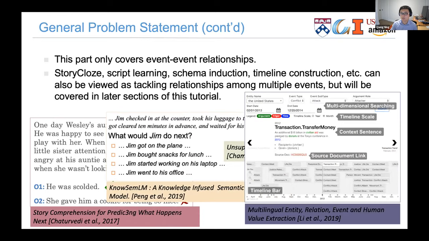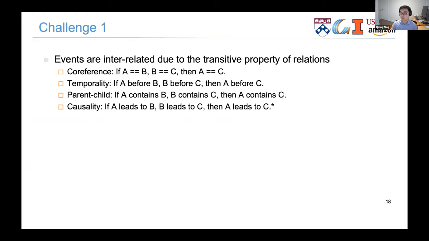Speaking of event-to-event relationship extraction, there are several challenges. First, events are interrelated due to the transitive property of all kinds of relations. For instance, in coreference relation extraction, if A is equal to B and B is equal to C, then we know A must be equal to C as well. In temporal relations, if A is before B and B is before C, then we can infer that A must be before C as well. And the same thing happens for parent-child and causality.